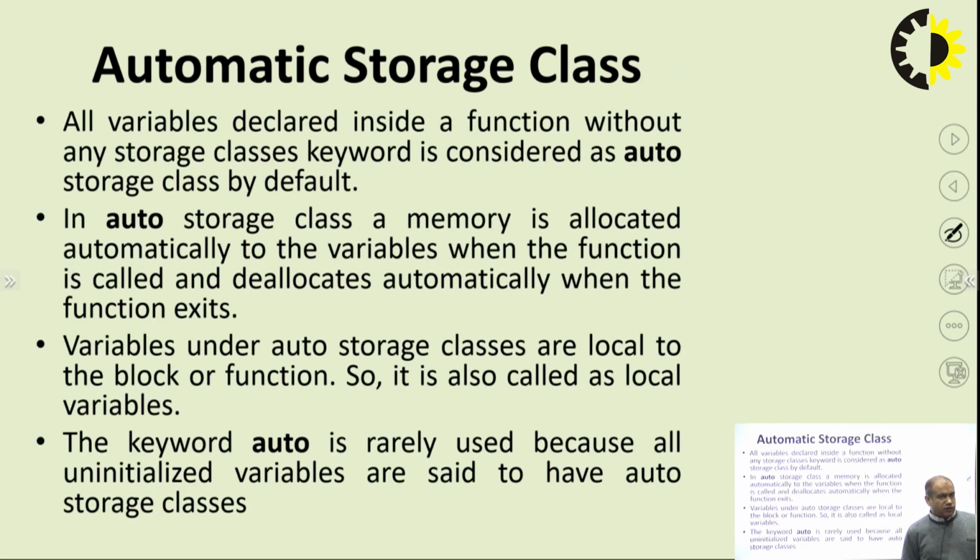Next, in automatic storage class, all variables declared inside the function without any storage class keyword are considered as auto storage class by default. In auto storage class, memory is allocated automatically to the variable once the function is called, and deallocated once the function exits. Also, the variables under auto storage class are local to the block or function, so they are called local variables. The keyword auto is rarely used because all uninitialized variables are said to have auto storage class.